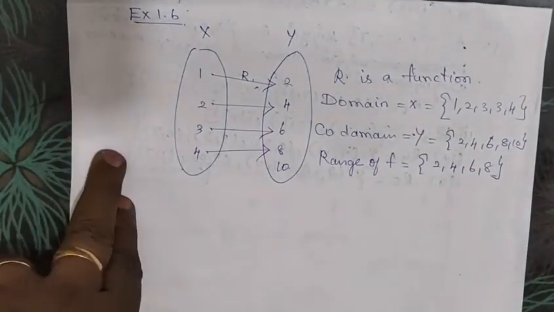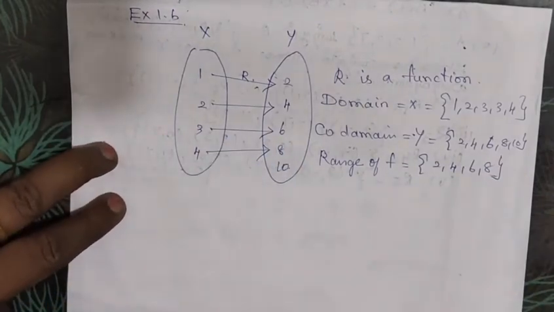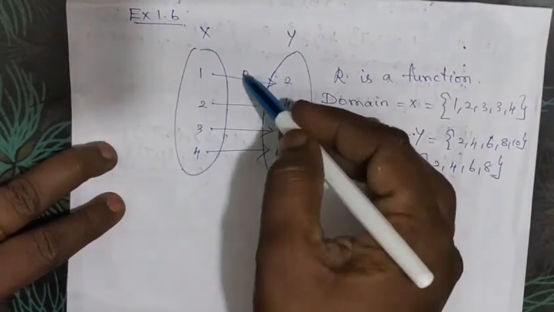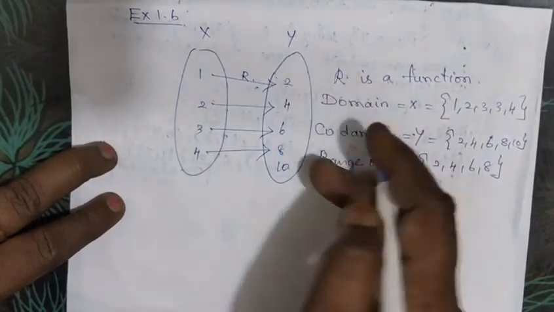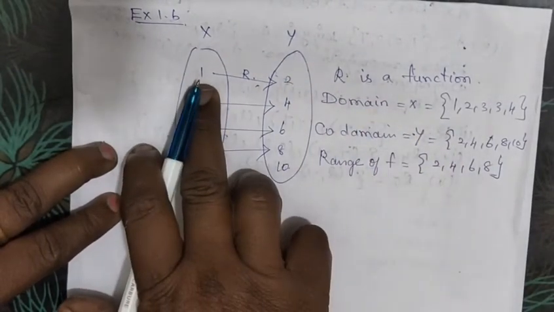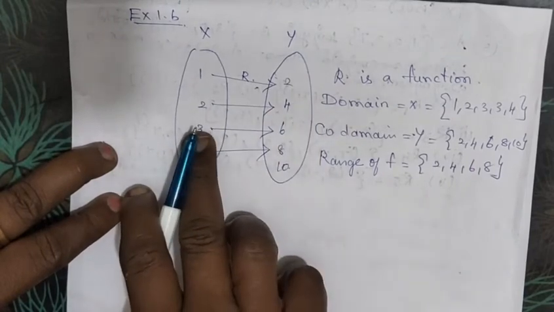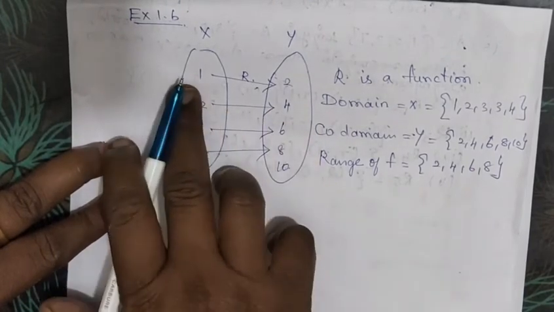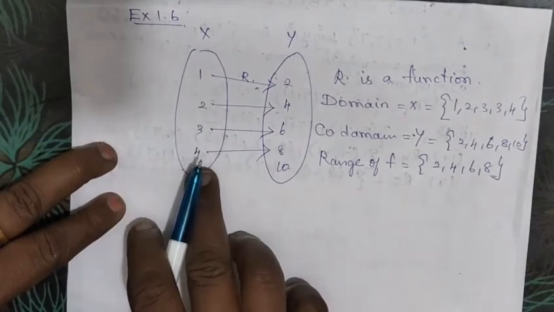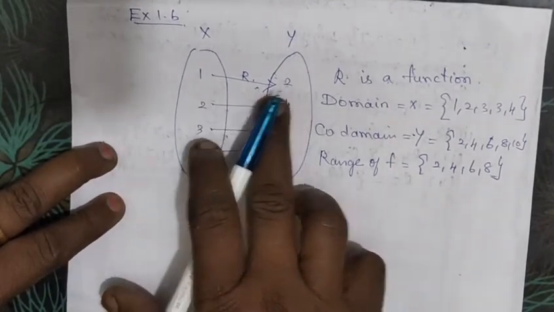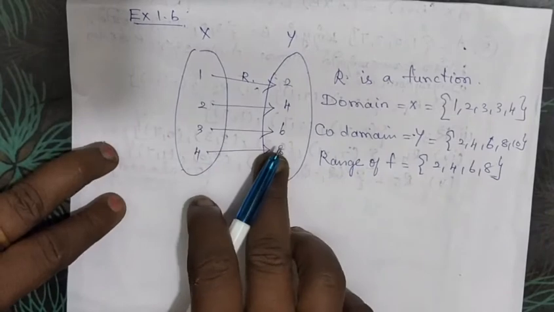Now, in order to find whether it is a function, I have told you that all the pre-images should have an image. Okay. Let us first find out whether all the pre-images have images. Yes. All the pre-images have images.